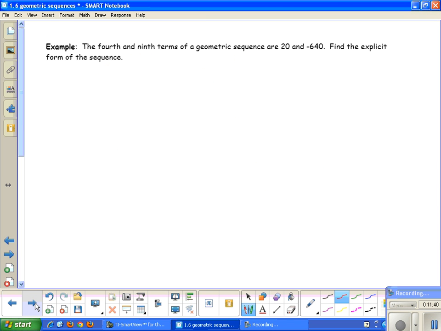Now we're going to give an example where we're not given our first term. So the fourth and the ninth terms of a geometric sequence are 20 and negative 640. Find the explicit form of the sequence. So in this case, we're given the fourth term is equal to 20, and we know that the ninth term is equal to negative 640. So that means we need to figure out what the first term is, and we also need to figure out what the common ratio is.